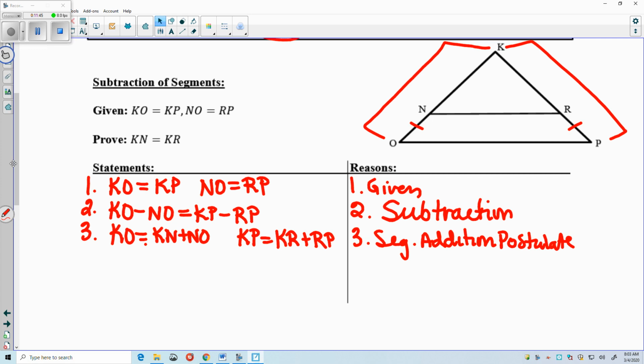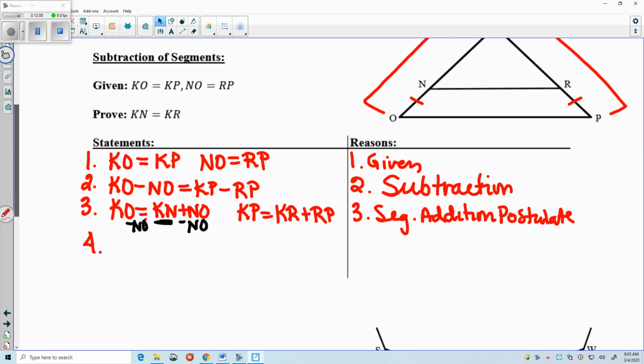Okay. So if I'm looking at my proof statement, knowing where I'm trying to go, I know I'm trying to get KN and KR to be equal. That kind of drives my next thought. That tells me I want to figure out, well, what is KN equal to? Well, if I'm thinking I can subtract an NO on each side and I would get KN, that's going to build my next statement.